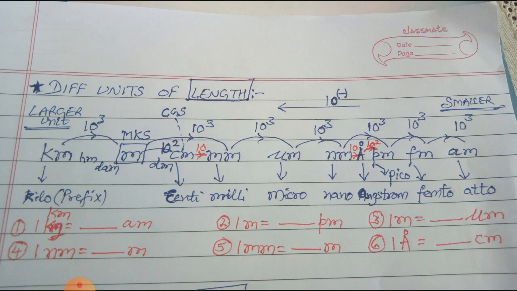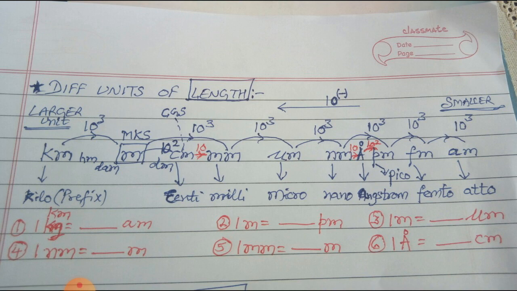From femtometer to attometer 10 raised to 3. Now below kilometer, km, all the prefixes are written. What the prefixes stand for will be helpful to write any symbol of length.